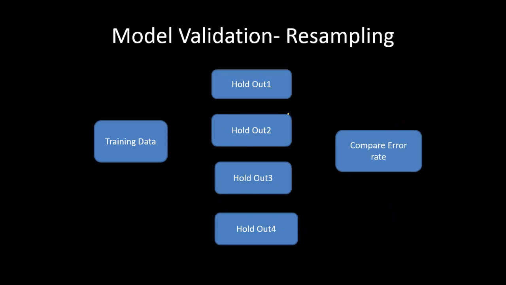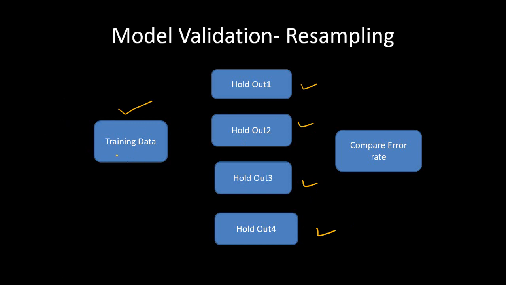You can also do validation by taking a number of holdout samples. You do not just restrict yourself to one holdout sample. Instead, you can take a number of subsamples from the historical data. Say, for example, you have this training data set with you, and then take a number of holdout samples from the training data set, or the original historical data that you have, right?